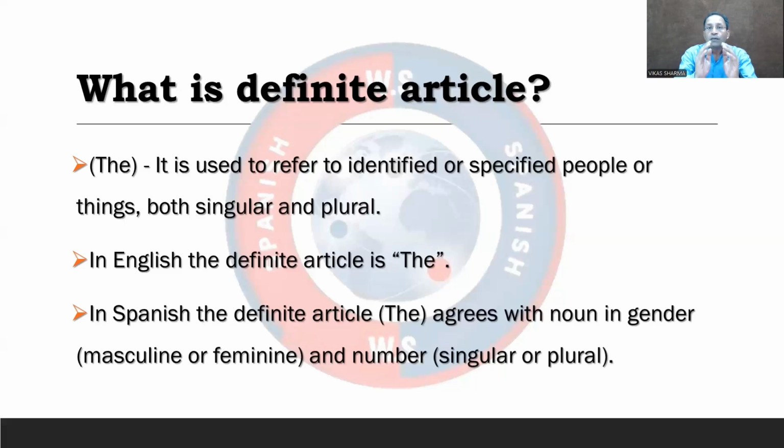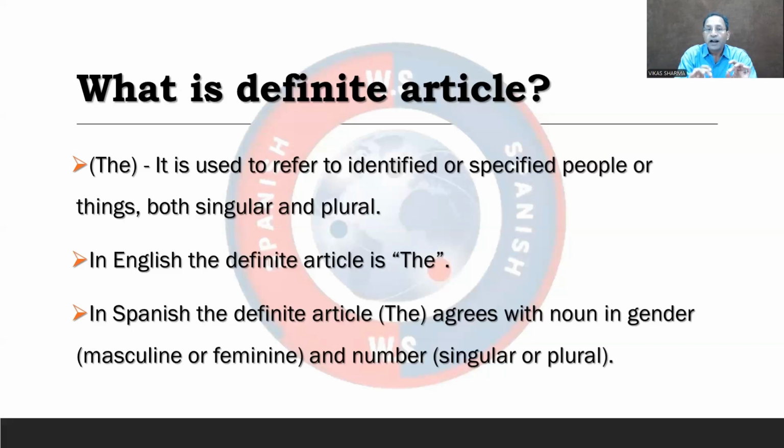I'm talking about the boy, singular. I'm talking about the boys, plural. I'm talking about the girl, singular. I'm talking about the girls, plural. So a definite article is used to identify or specify people or things, both plural and singular, right?